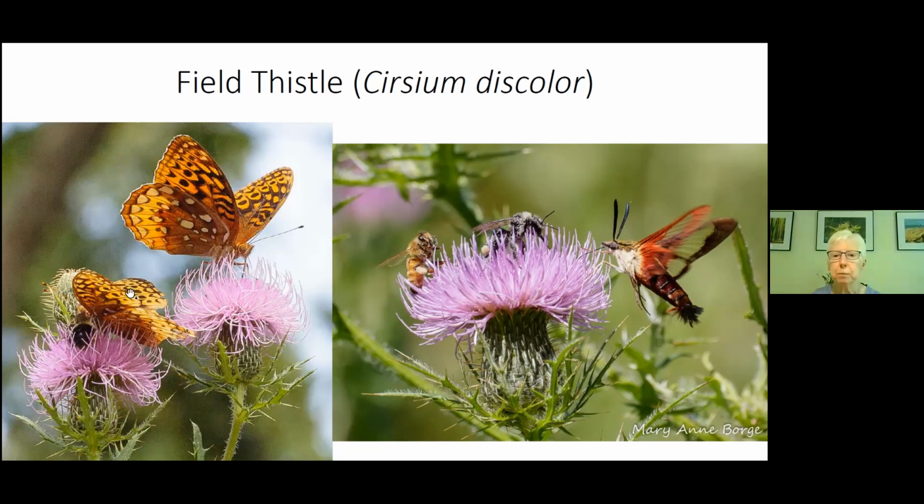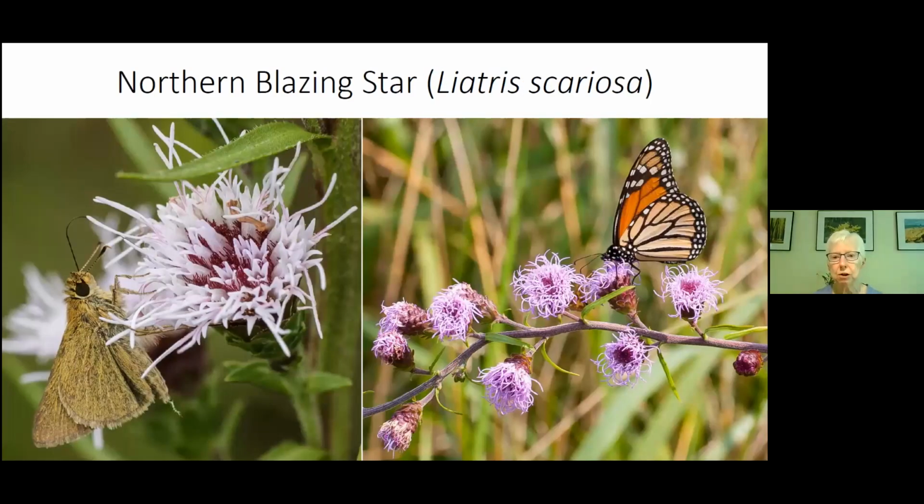So these are great plants. They attract lots of butterflies and the other insects that we've talked about as well. The blazing stars are all members of the Aster family, all with disc flowers only, no ray flowers. And this particular northern blazing star being visited by a monarch butterfly and one of the little skippers.